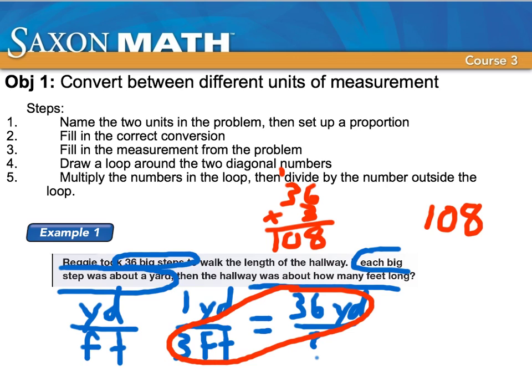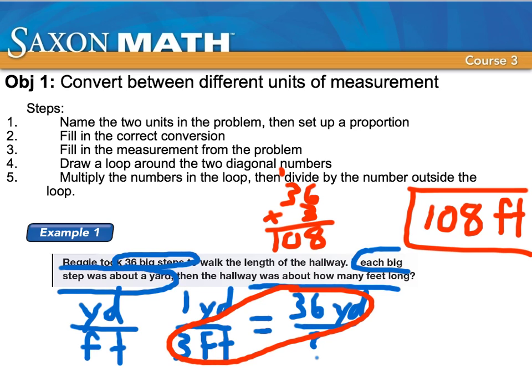Okay? Now, to find your label, you can do this one of two ways. My label needs to be the same thing they're asking me about. So it was how many feet, so my label should be feet. And you can look at where your question mark was. My question mark was down here. That's in the same row as feet, so that should match up. My question mark's in the same row as feet, so my label needs to be feet. So 108 feet is how long the hallway was.